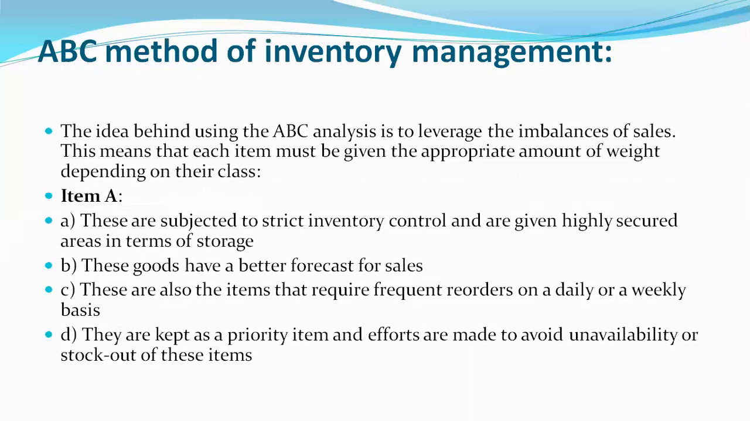So we have categorized all the parts and raw material into three categories, A, B, and C. Then these are the A, B, and C items. So the idea behind the ABC analysis is to leverage the imbalances of sales. This means that each item must be given the appropriate amount of weight depending on their class.